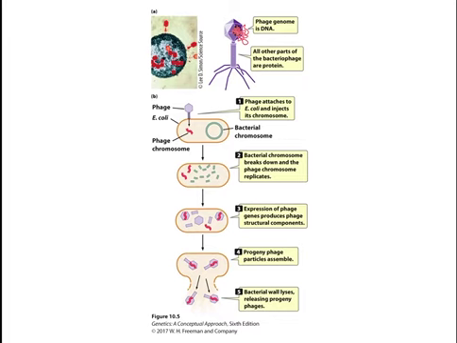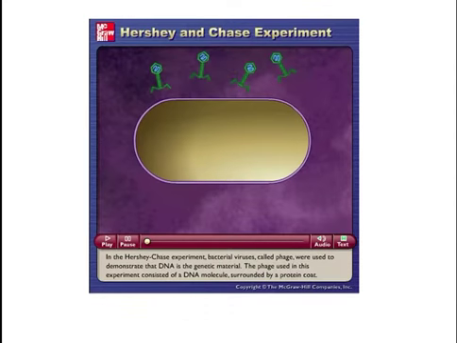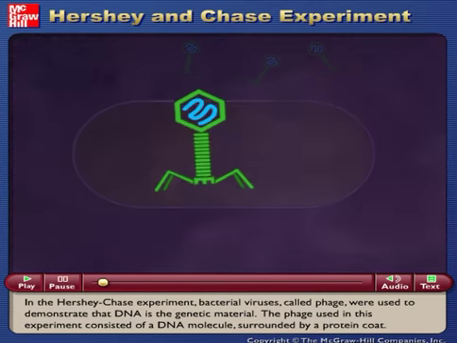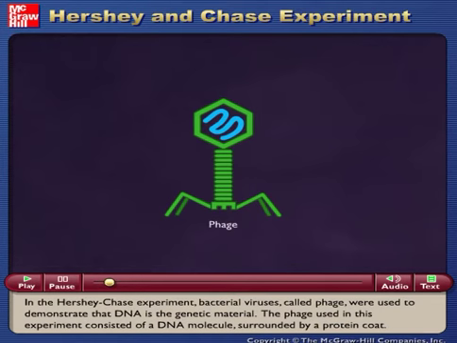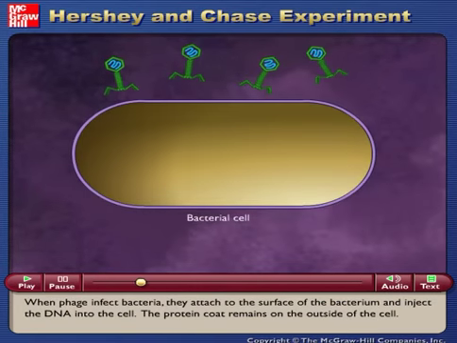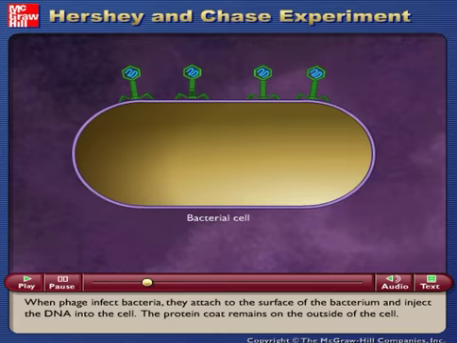Okay, so their experiment follows. All right, so let's take a look at it. In the Hershey-Chase experiment, bacterial viruses, called phage, were used to demonstrate that DNA is the genetic material. The phage used in this experiment consisted of a DNA molecule surrounded by a protein coat. When phage infect bacteria, they attach to the surface of the bacterium and inject the DNA into the cell. The protein coat remains on the outside of the cell.